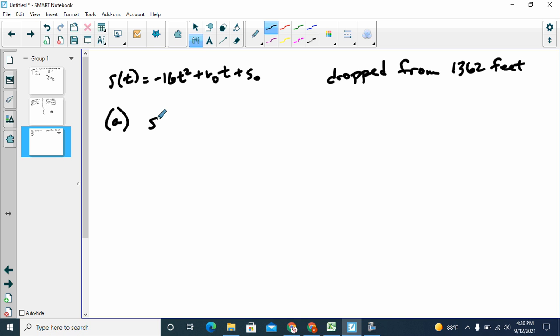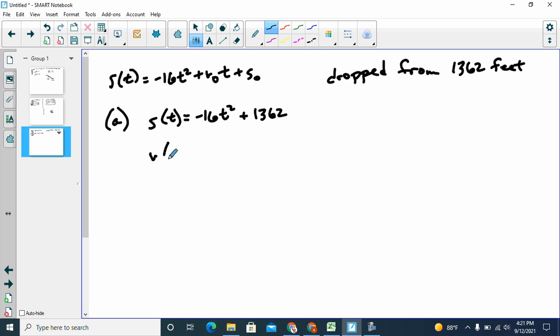So we need to write an equation for position. So position is equal to negative 16 t squared. If the silver dollar is dropped, that means that it had an initial velocity of 0, so that would be plus 0t, plus its initial position, and if it was dropped from 1,362 feet, that is its initial position. So there is the position function.